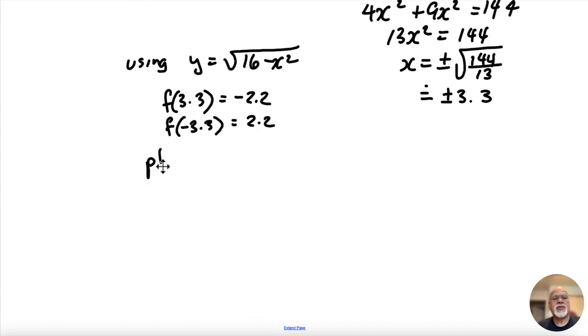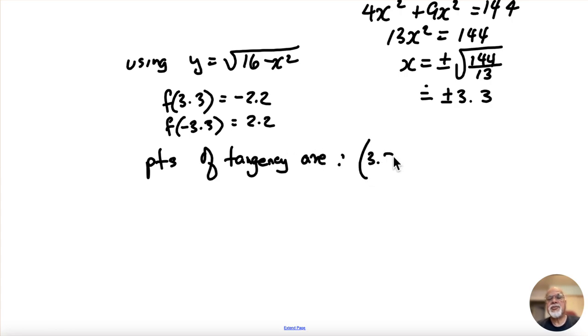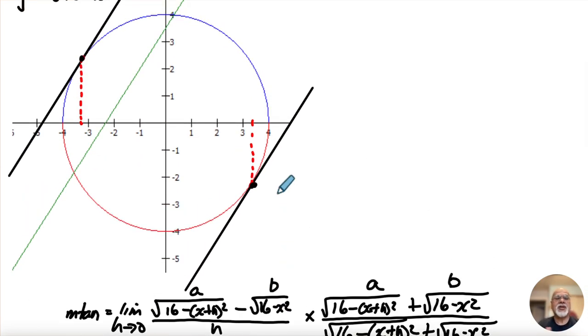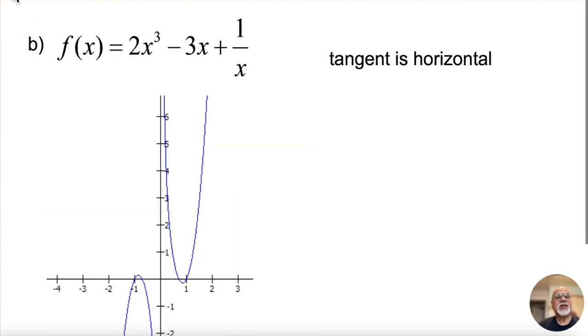And so the points of tangency are, well, when x is 3.3, we got negative 2.2, and the other one is negative 3.3 and positive 2.2. Okay, so looking back at this graph, that kind of makes sense. One of them, the y value is positive, and the other one, the y value is negative. All right, hopefully you understood all that and got that by trying it on your own. Let's take a look at this next one.